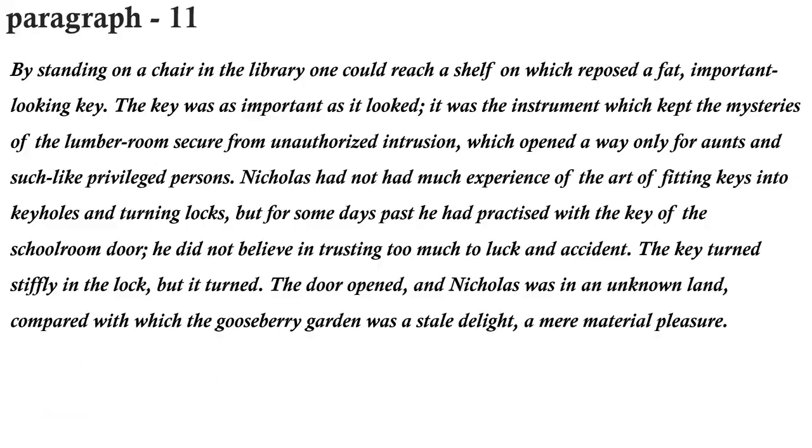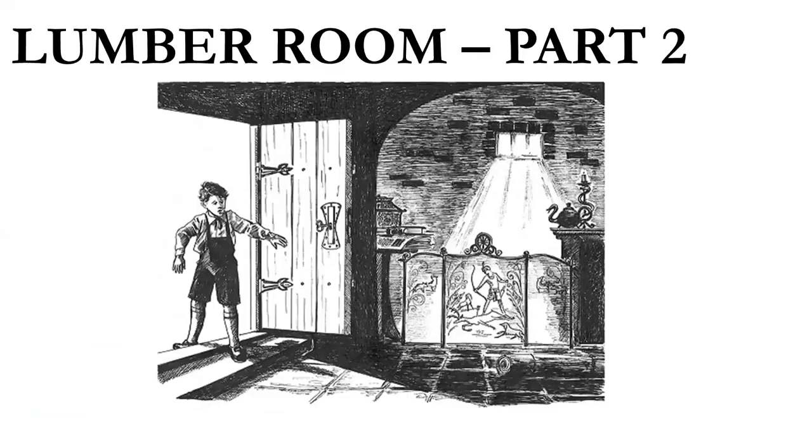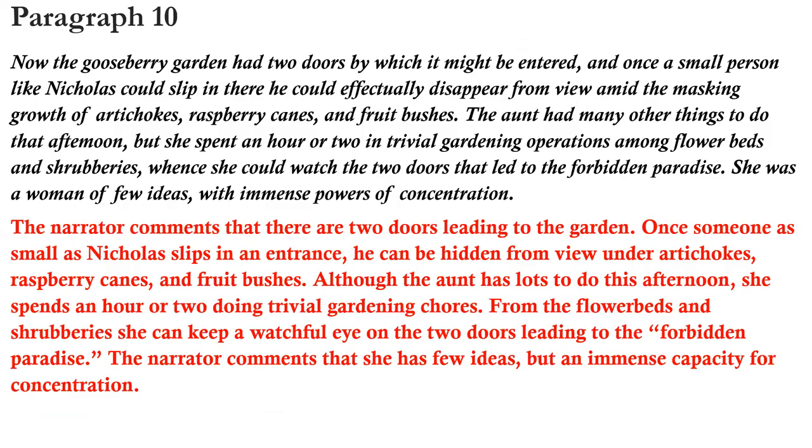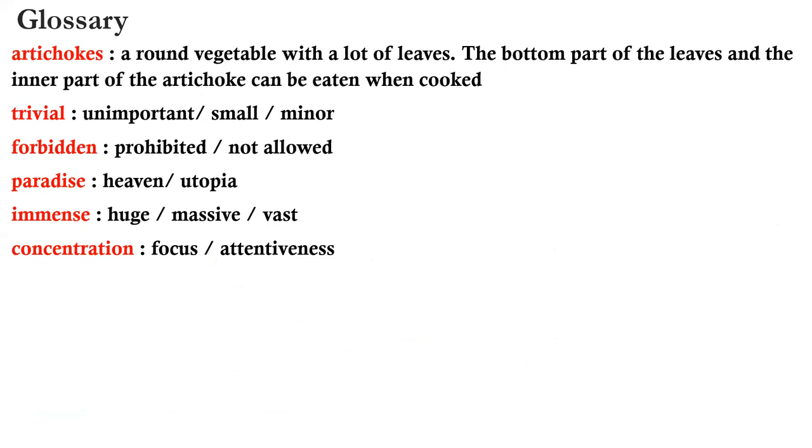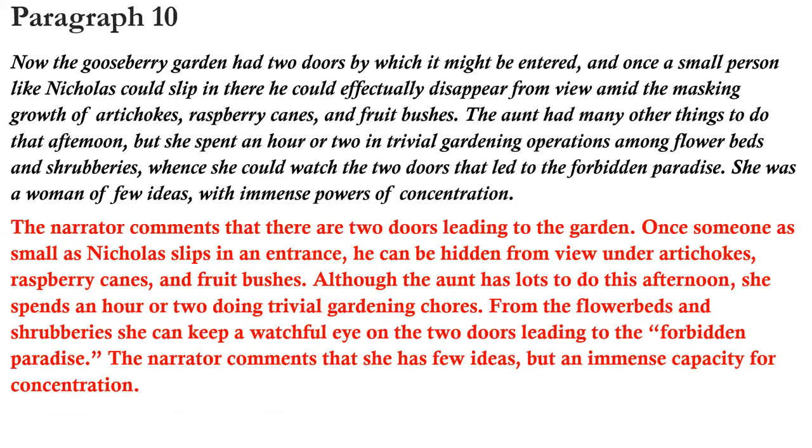Okay. This is the 10th paragraph that we have been discussing. So the 10th paragraph actually starts from here. We have only a small passage. You needed the 10th paragraph, right? This is the 10th one. Now the explanation about the gooseberry garden is given. "Now the gooseberry garden had two doors by which it might be entered. And once a small person like Nicholas could slip in there, he could effectually disappear."